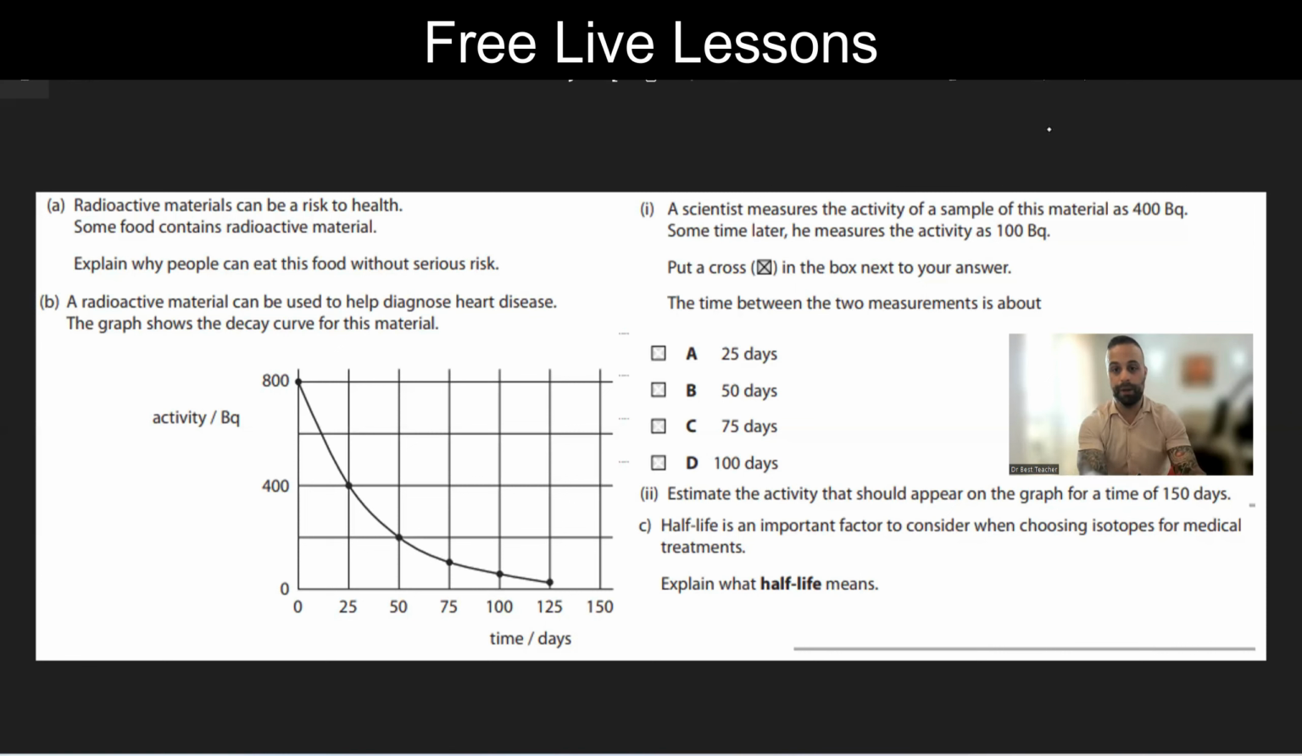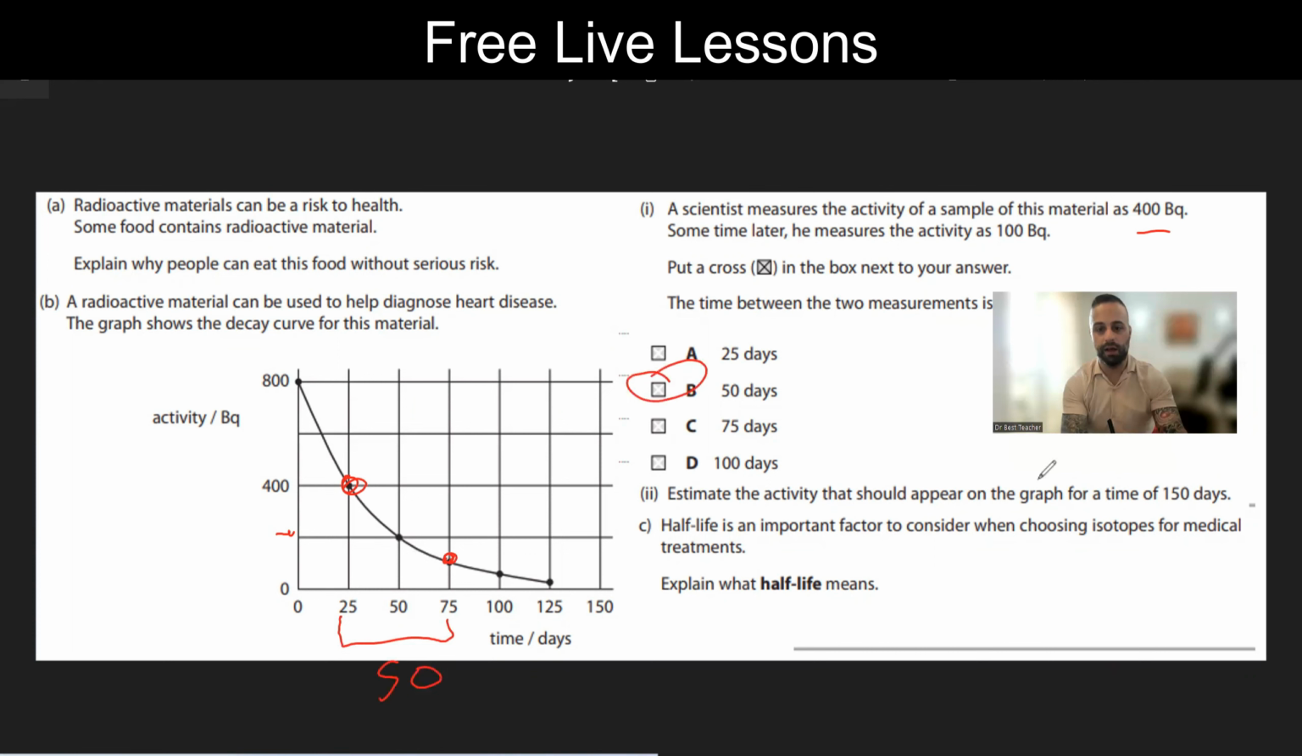Now, the time between the measurements. It started at 400, so 400 is all the way down there. He measures the activity to 100. This is 200, so 100 is all the way down there. What is the time between those two readings? 50 days.